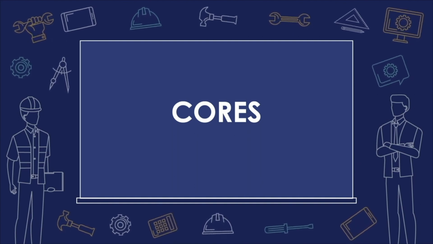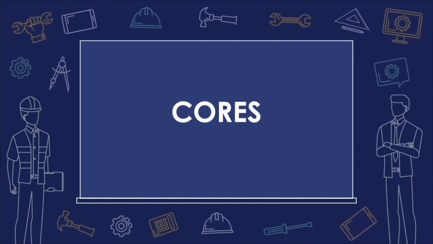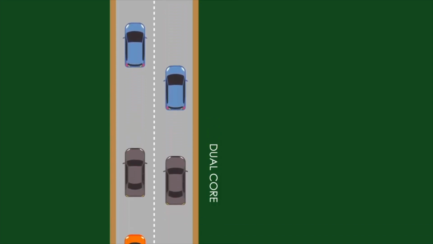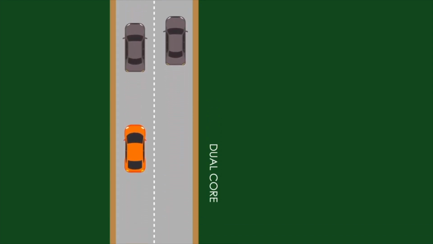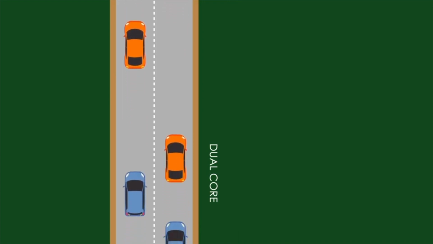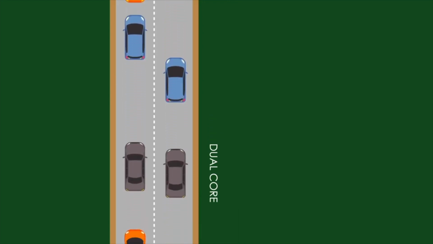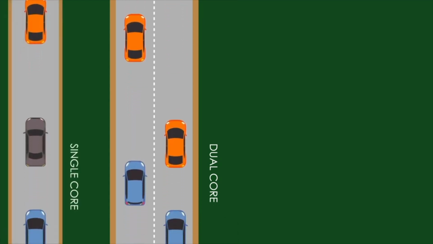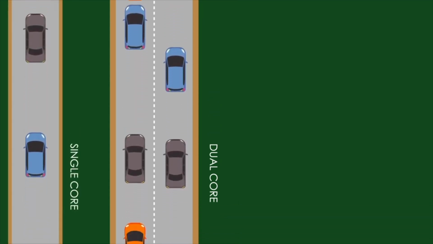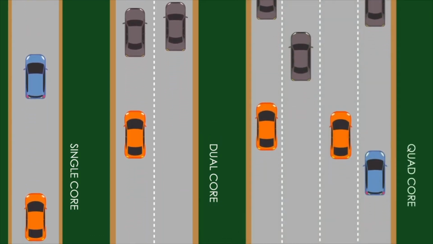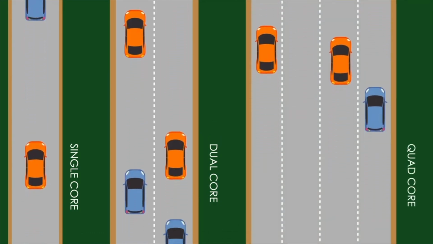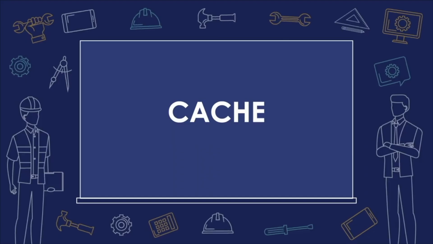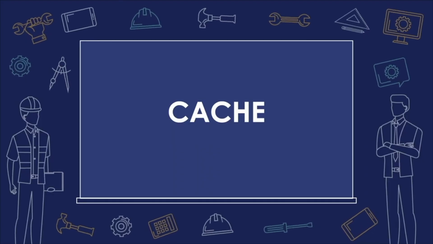Next, we have the cores. A CPU is traditionally made up of a processor with a single core. A CPU called a dual core processor is like having two processors in one. A dual core processor can fetch and execute two instructions simultaneously, while a single core processor can fetch and execute just one instruction. A quad-core processor has 4 cores and can carry out even more instructions at the same time. Lastly, we have the cache.